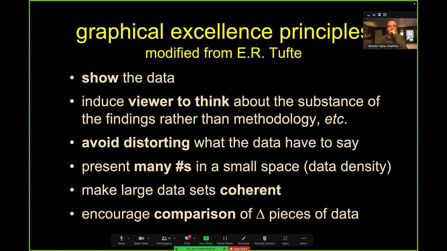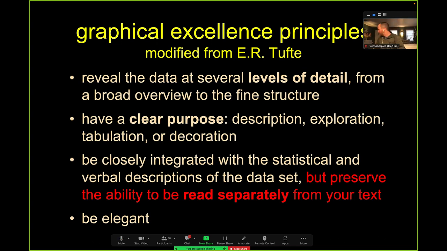So let me compare this thing to that. Even if it wasn't what you originally intended or what your paper or your poster is about, it allows the audience to start to do their own explorations. Really great graphs reveal a lot of levels of detail, which could be from summary statistics or other things. It should have a really clear purpose. I'm showing this because I want to look at the effect of this variable on that. So it should have a very clear goal in mind.